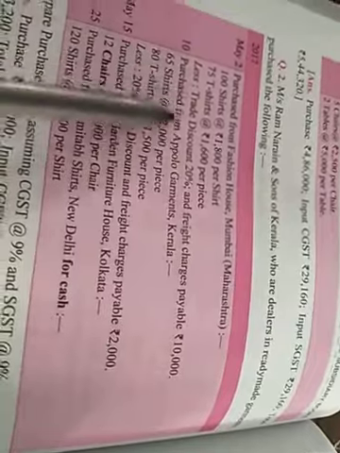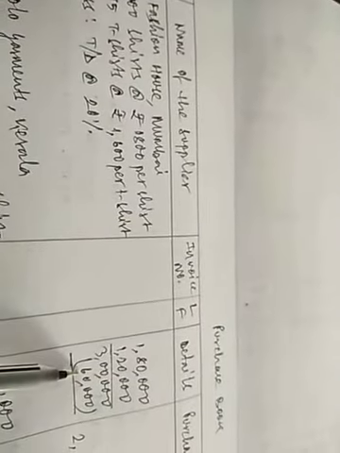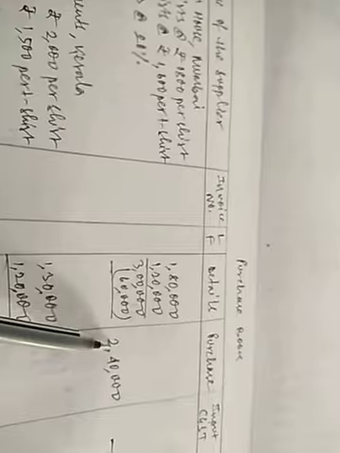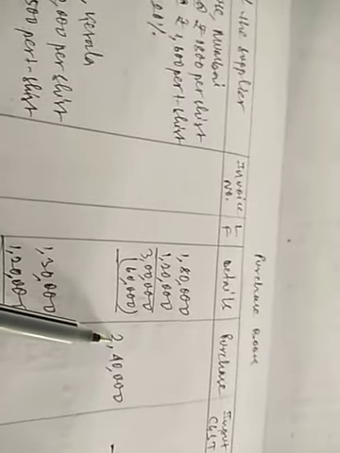After that, they have given a trade discount of 20%. So we will also subtract 20% trade discount. From 3 lakh, when you subtract 20%, it comes to 60,000. So 3 lakh minus 60,000 is 2,40,000. This 2,40,000 net amount you will write in the column of purchase.